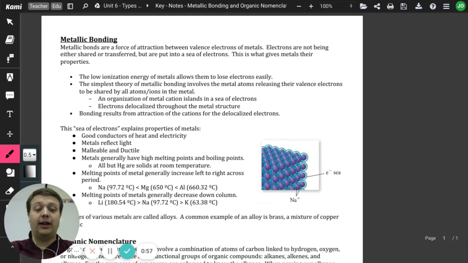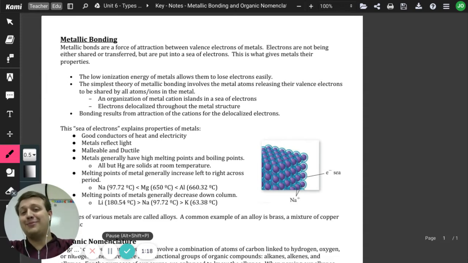Now, this is what gives metals a lot of their properties. For metals, they're going to have low ionization energy. If you remember, ionization energy is the energy required to remove the outermost electron. So because they are metals, they have low ionization energy. And so the idea of how the sea of electrons forms is that, because there's a low ionization energy, those electrons are free to move around all of the other atoms, which results in this sea that they can all have access to.